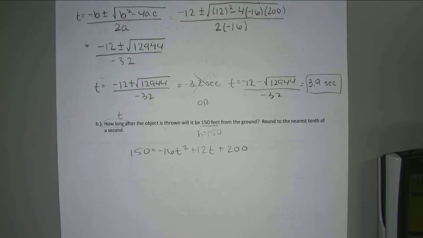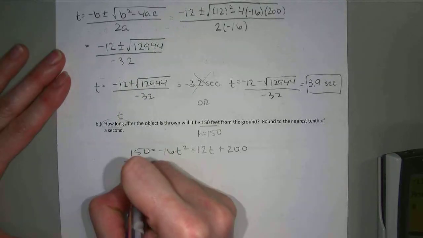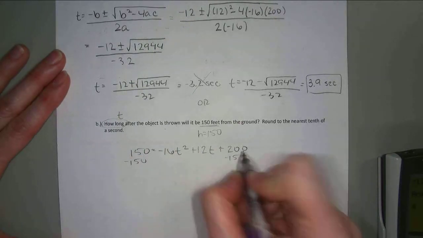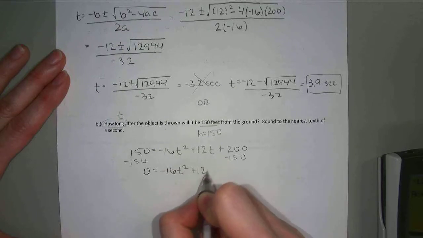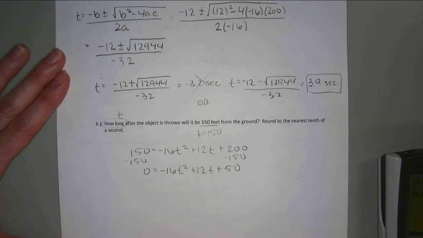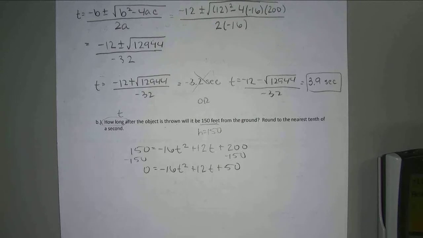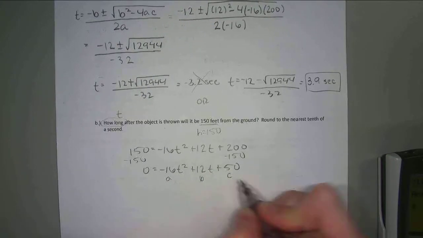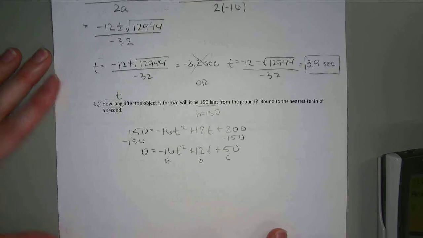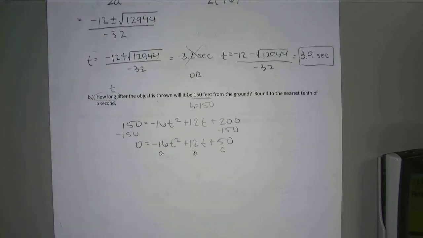What am I going to have to do with that 150, though, if I want to use the quadratic equation? Subtract it over, exactly. So you get 0 equals negative 16t squared plus 12t plus 50. Is that what you get? Yeah. And then that's just the new quadratic, okay? So this will be a, b, and now our c is different. So it should be a shorter time, because instead of falling the full 200 feet, it's really only falling 50 feet. So our time in seconds should be a little bit smaller.